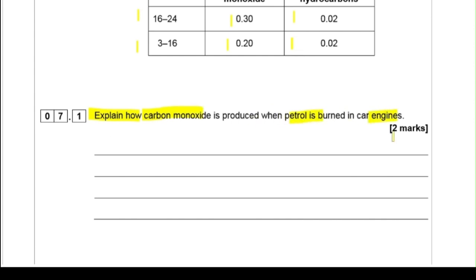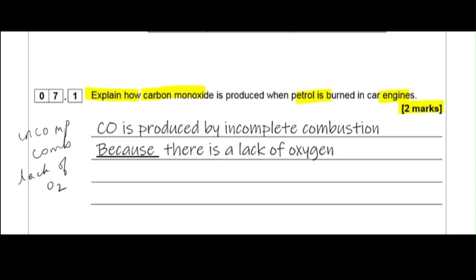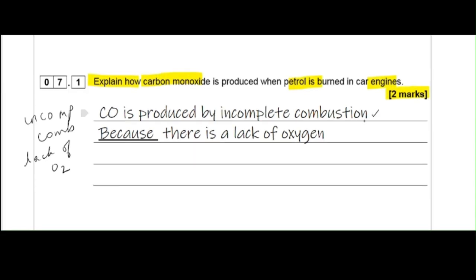Well, this is about incomplete combustion, and what that means is the fuels don't have enough oxygen to produce carbon dioxide, so they make carbon monoxide instead. So, for 2 marks, you must say carbon monoxide is produced by incomplete combustion because there is a lack of oxygen.